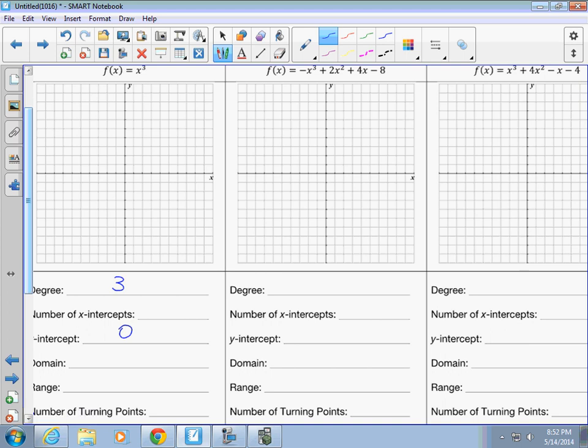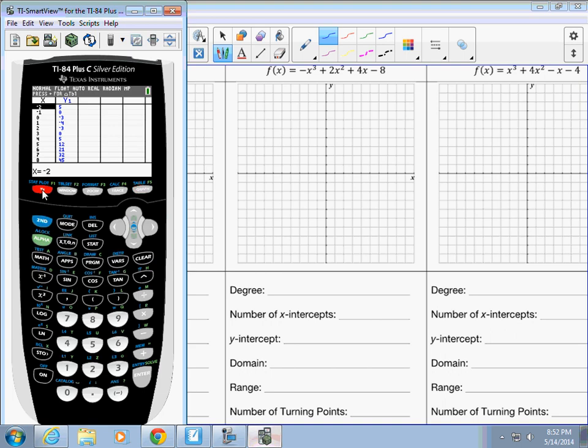So if I put this into my calculator, y is equal to x, and use a little caret, cubed. Hit your graph. So the graph looks like that. So it's like half of a quadratic on one side, and then half on the exact opposite quadrant from it.